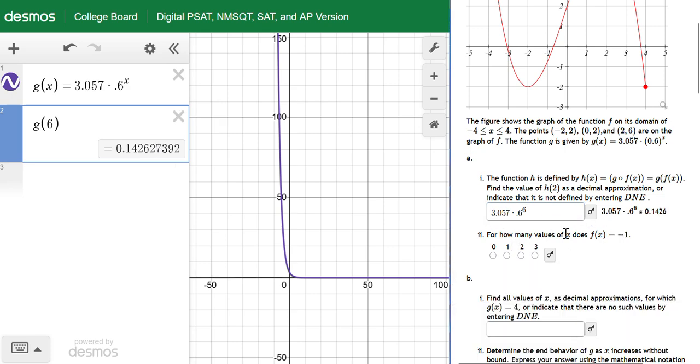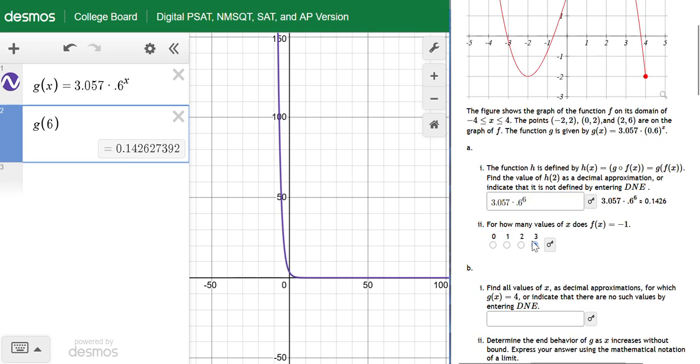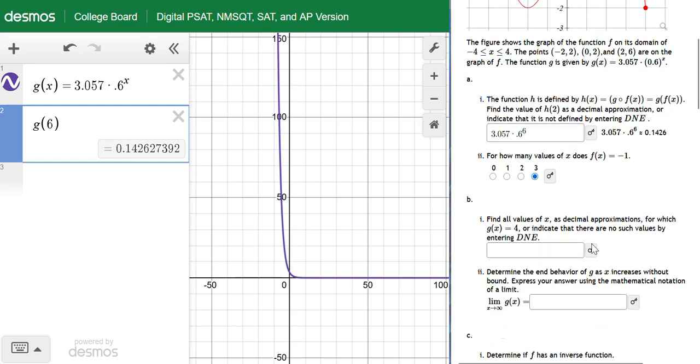Okay, for how many values of x does f of x equal -1? Well, if we come up to our f function here, and -1, when we look across, the output has 1, 2, and a third output of -1, so that would be your answer. There's 3 values of the f function that equal -1.